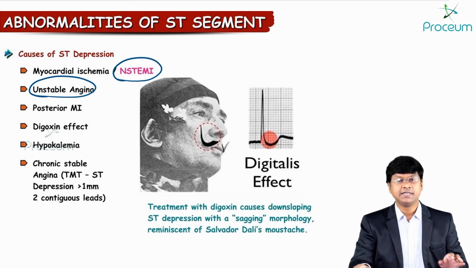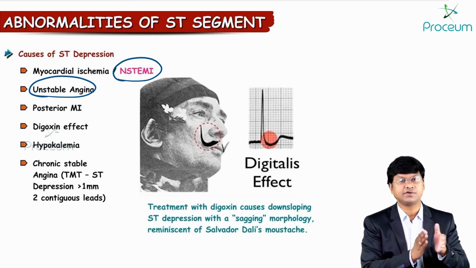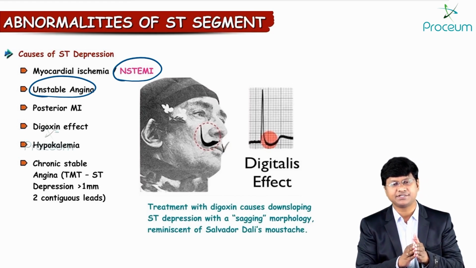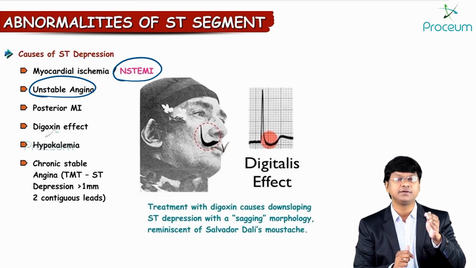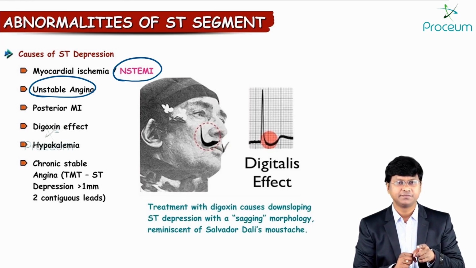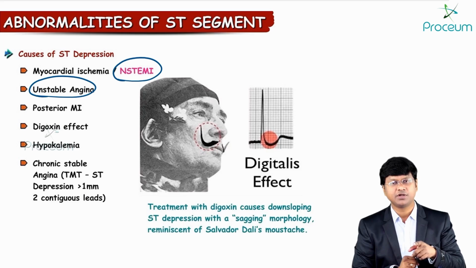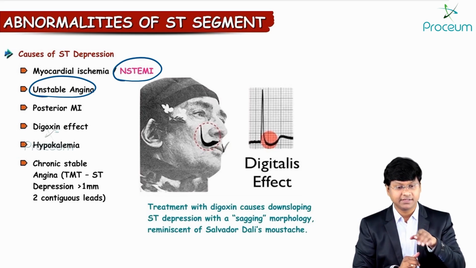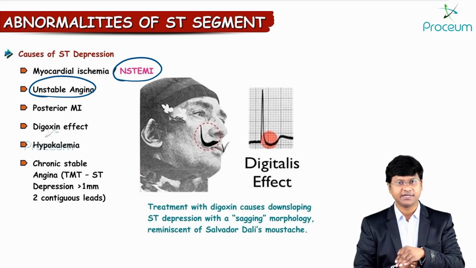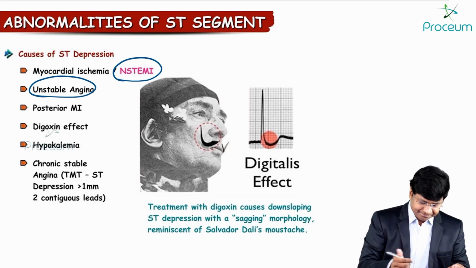The very important one is posterior wall MI. In posterior wall MI, you will have ST segment depression from lead V1 to V3, and you will have a dominant R wave in V1, V2, V3. That is what you will see in posterior wall MI. It will be a horizontal ST depression from V1 to V3. I'll be showing that ECG as well.